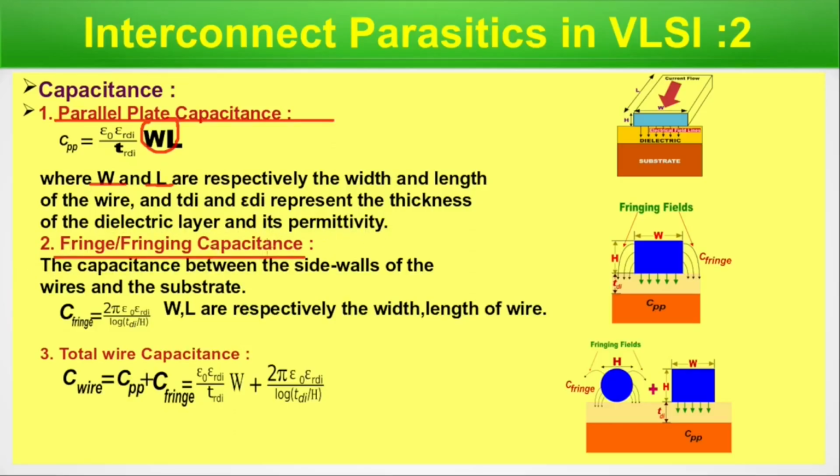Fringing capacitance is between the sidewalls of the wires and the substrate. This is the equation. So when we consider total wire capacitance, it would be fringing and parallel plate: C_PP plus C_fringe. This is the total. Now let's move to the next slide.